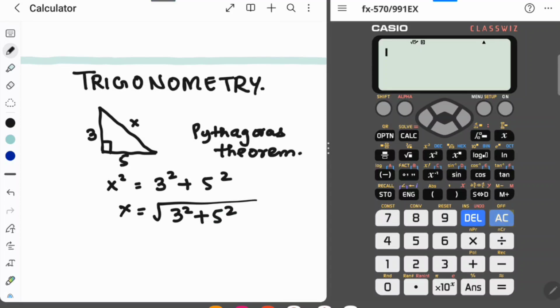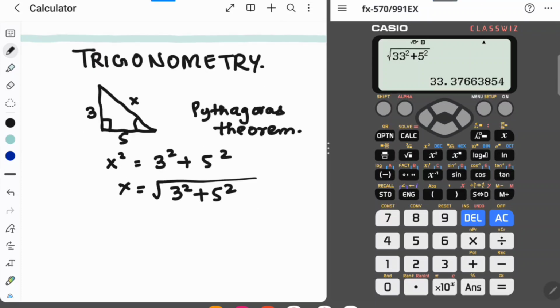So what do you do in your calculator? Just press this and then write down 3 square plus 5 square and then equals, you get this answer, which is 5.83095. Okay, always we write down the sides for 3 significant figures and angles for 1 decimal place.